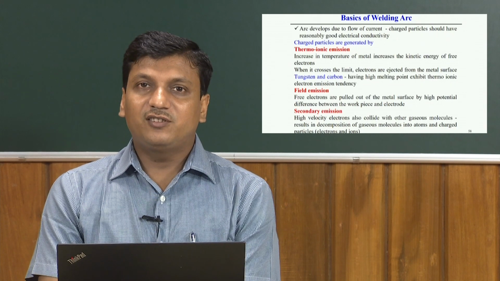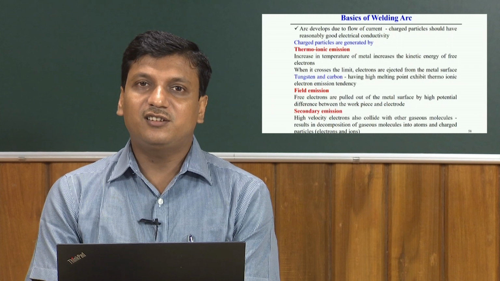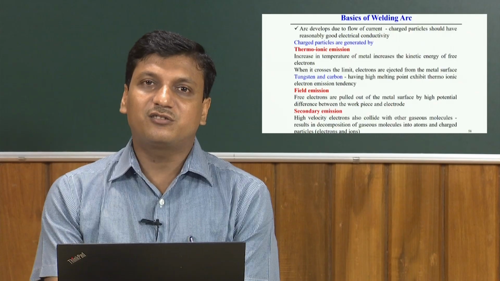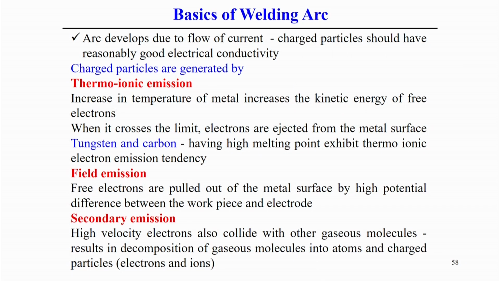If you see, even in gas tungsten arc welding, the non-consumable electrode is a tungsten electrode. Also, we know that the carbon arc welding process was developed, which is a very old process, so carbon itself is used as an electrode. Thermionic emission is different for different materials, so for that purpose tungsten or carbon can be used.